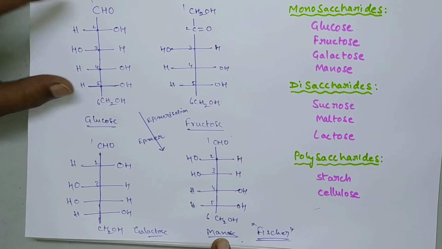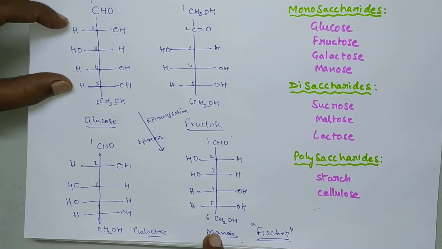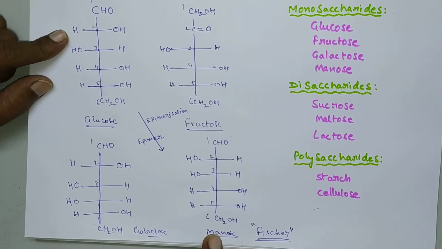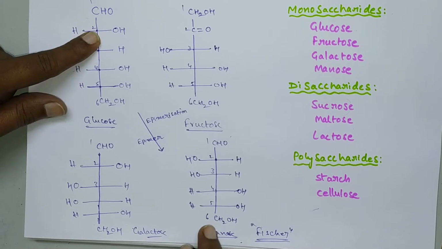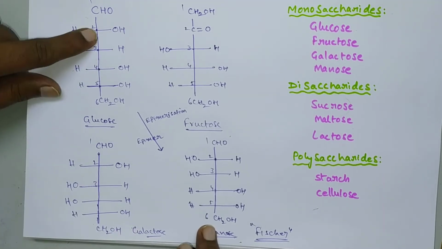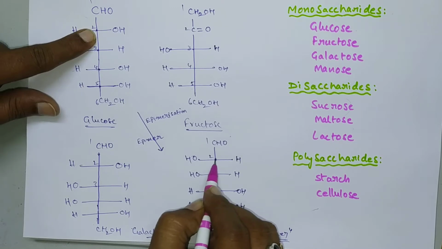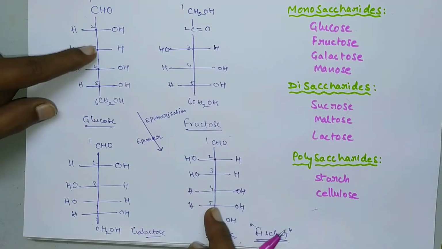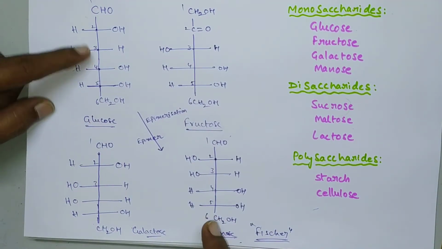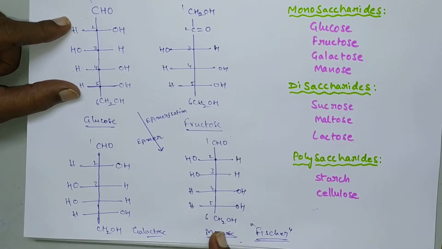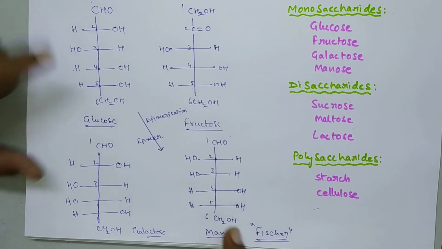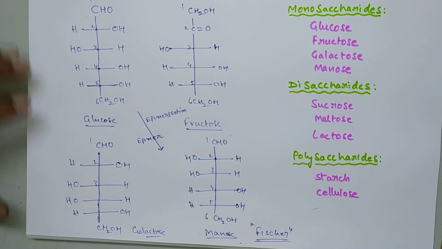Any optically active isomers which have a non-superimposable mirror image relationship at least at one carbon atom are called epimers. So here they have a non-superimposable mirror image relationship at the second carbon, so these two are said to be epimers. And the process of conversion of glucose to mannose is called epimerization. Clear? Next, let's move on to different structures.